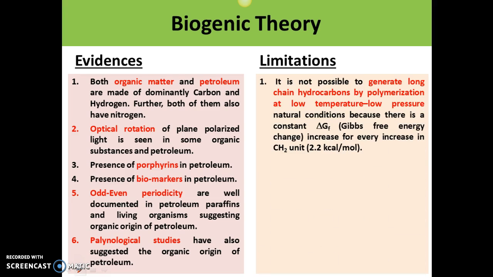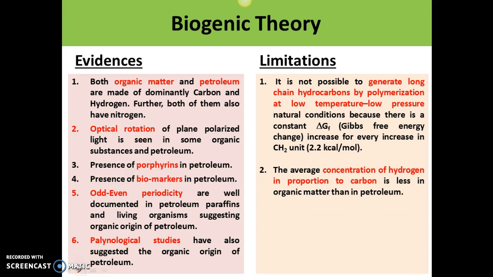So first, it is not possible to generate long chains by polymerization at the low temperature and low pressure of natural conditions. We have to bear in mind that polymerization can only be carried out at high temperature and pressure. Therefore, a polymerization process occurring in natural conditions is impossible because the free energy that exists in hydrocarbon compounds does not change with every increase of a CH2 group.